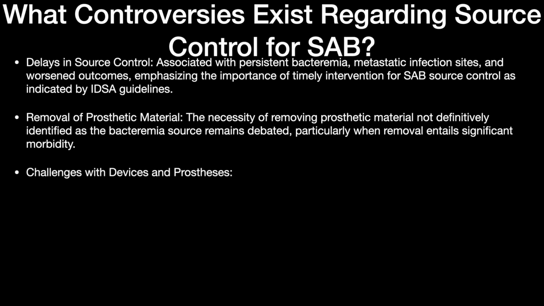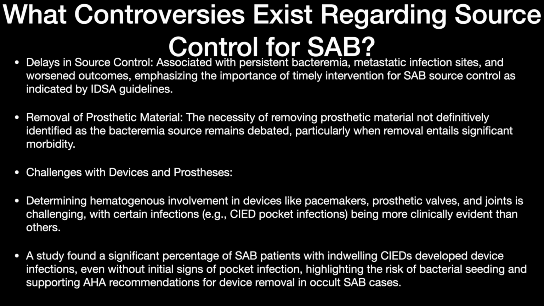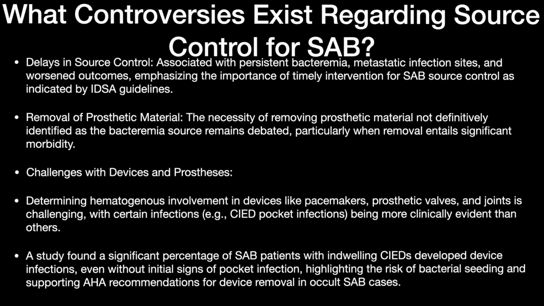Challenges with devices and prostheses. Determining hematogenous involvement in devices like pacemakers, prosthetic valves, and joints is challenging, with certain infections being more clinically evident than others. A study found a significant percentage of SAB patients with indwelling CIEDs developed device infections even without initial signs of pocket infection, highlighting the risk of bacterial seeding and supporting device removal in occult SAB cases.